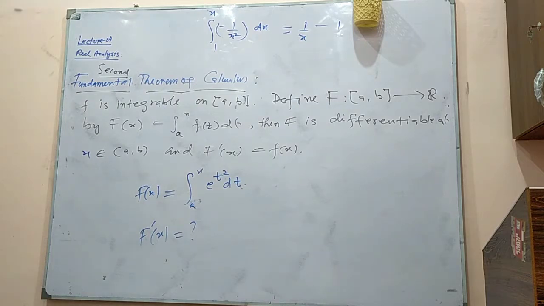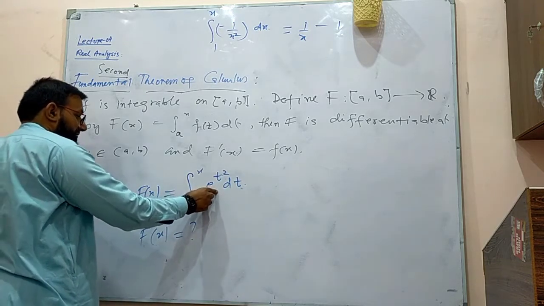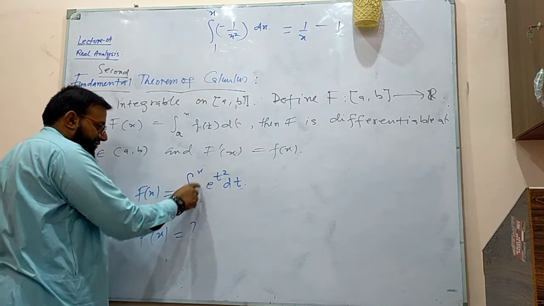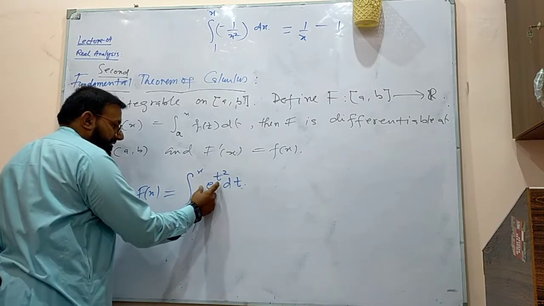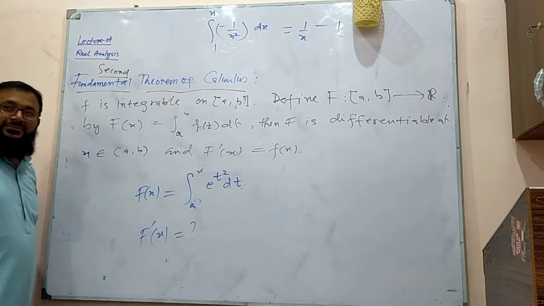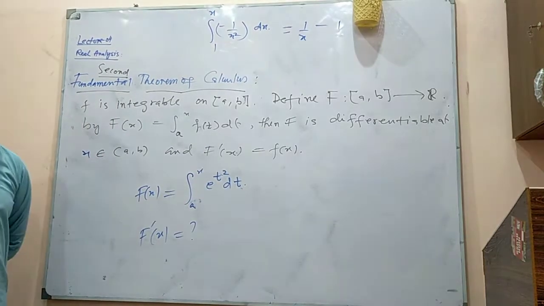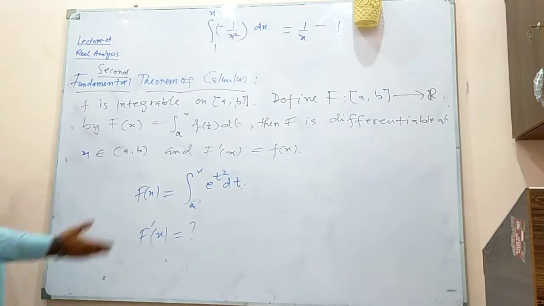I have f of x, the integral from a to x of e raised to t square dt. Normally you would integrate this, put in the upper limit and the lower limit, and differentiate whatever you get. But it's not possible to integrate this function because it is not one of the elementary functions. But we can apply the second fundamental theorem of calculus.